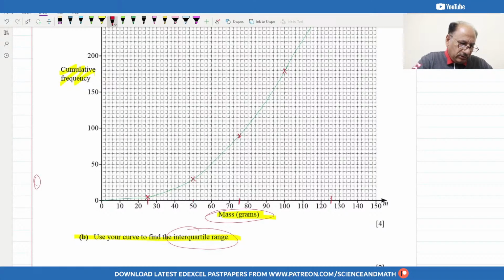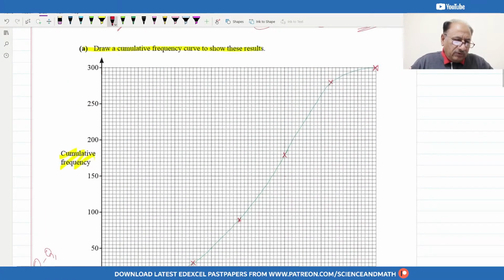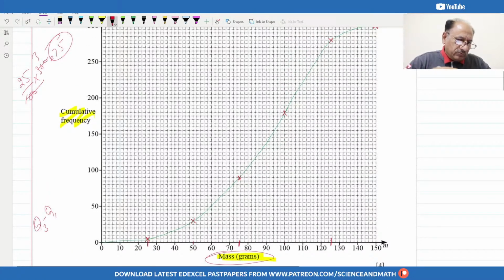It is Q3 minus Q1, and Q1 will be what? Q1 is basically the 25th percentile. So the 25th percentile you will be taking for 25% of 300, so it will be 3, and which will be 75. So you will take 75. This will be the lower quartile, basically the 25th percentile. This will be Q1, so 75 will be around here, and we will take the reference for this one.